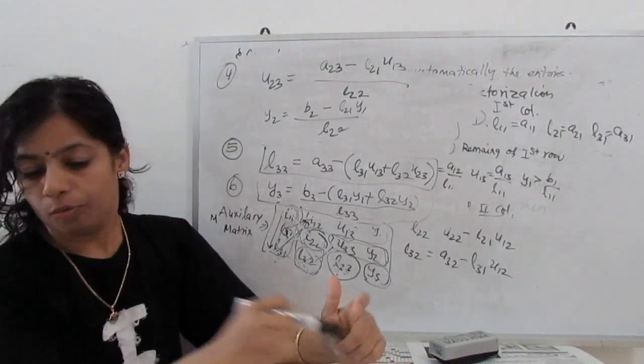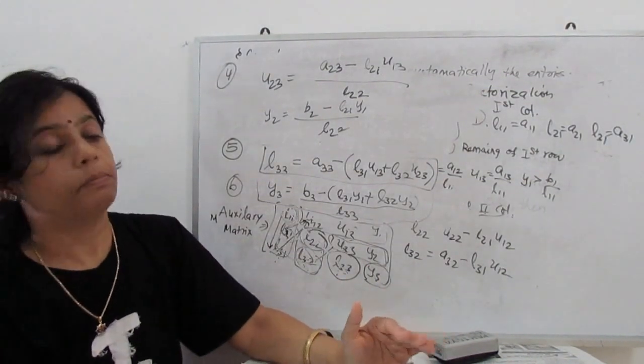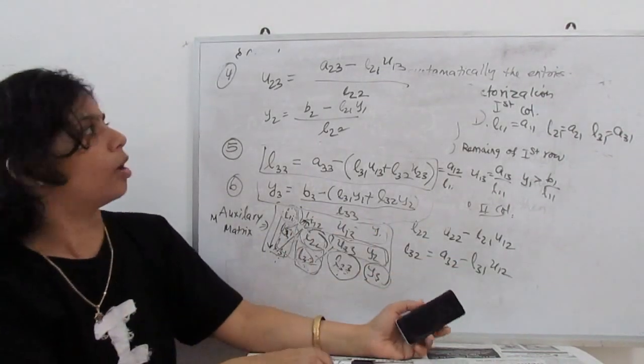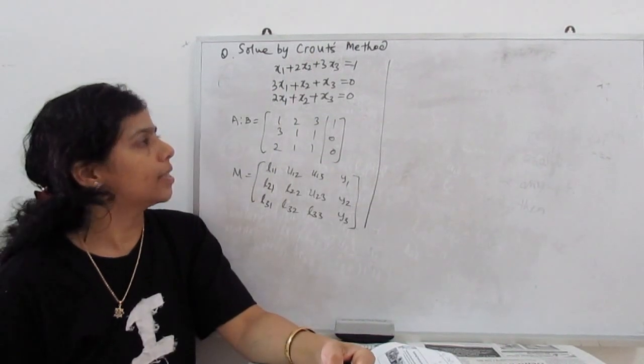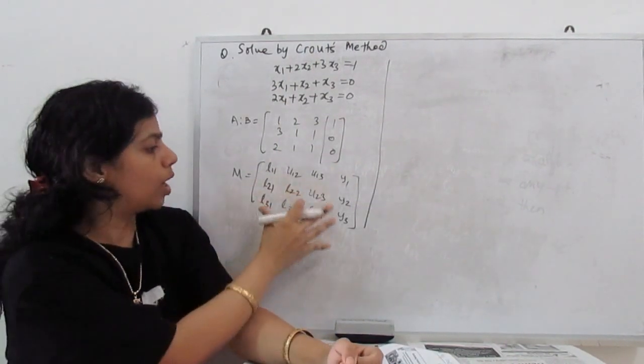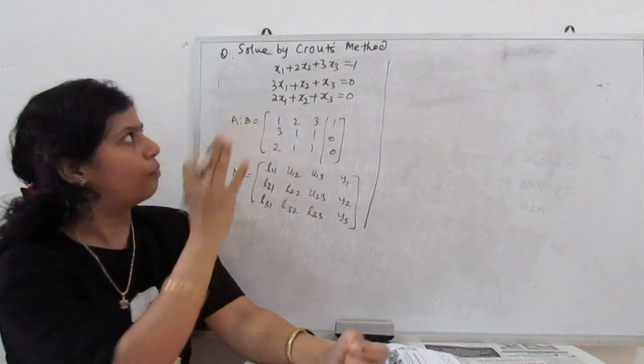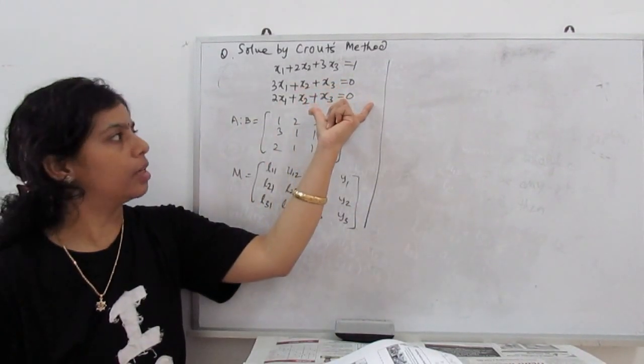Now I will show you one example, so it will be better to understand how to solve. For Crout's method, we go with one example so you can better understand how to calculate this matrix. So first, my system of linear equations is this.